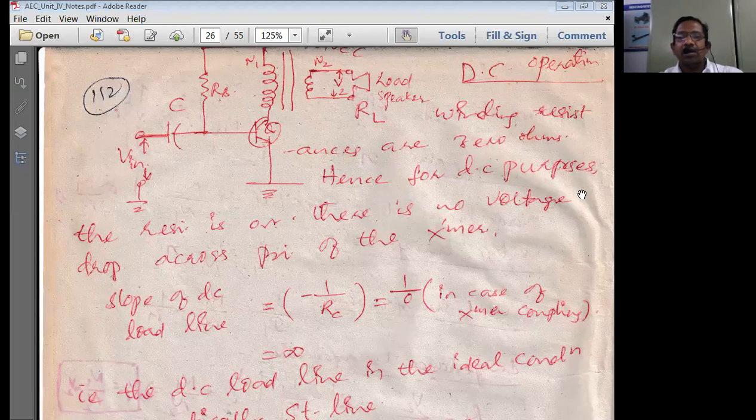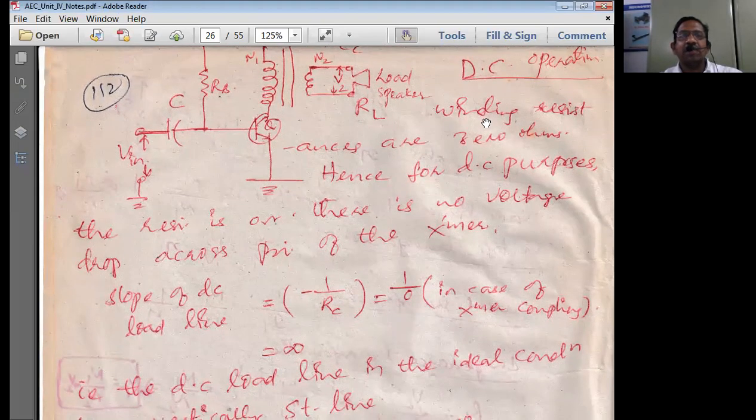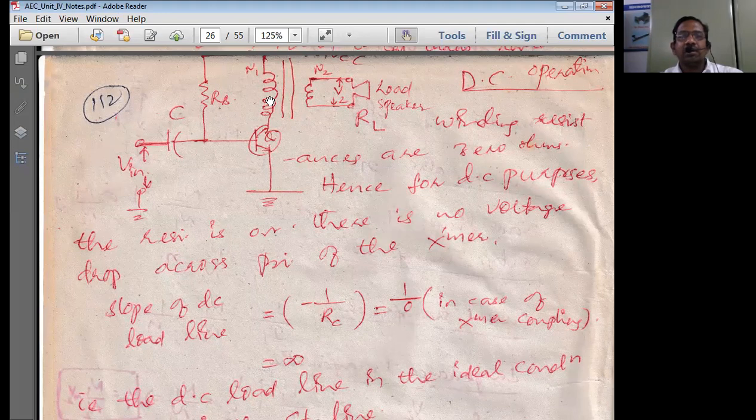Now, we already discussed the class A power amplifier with transformer coupling. That means the output load of the transistor, the collector resistance, is replaced by a transformer. So if a transformer is used instead of collector resistance RC, the resistance value RC becomes equal to the internal resistance of the primary winding of the transformer.